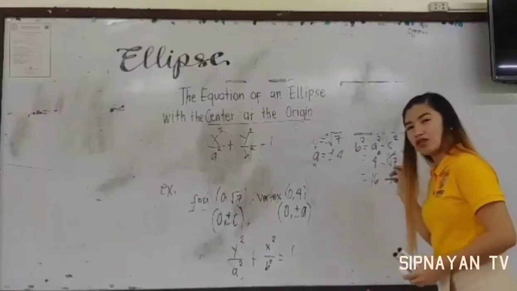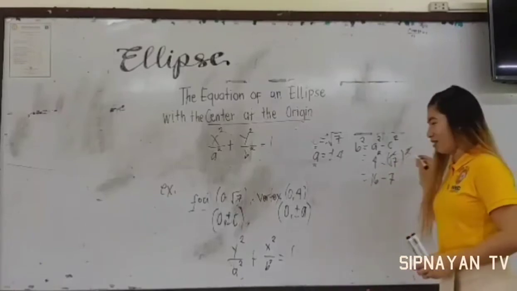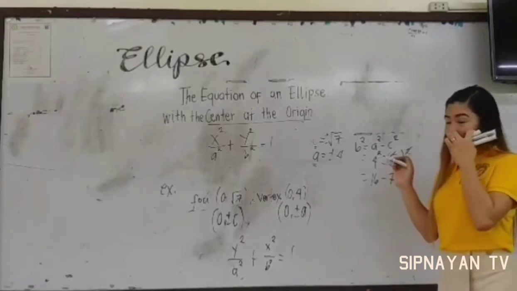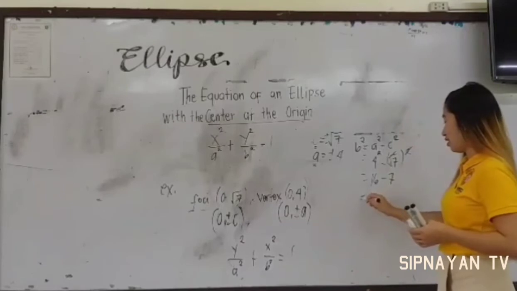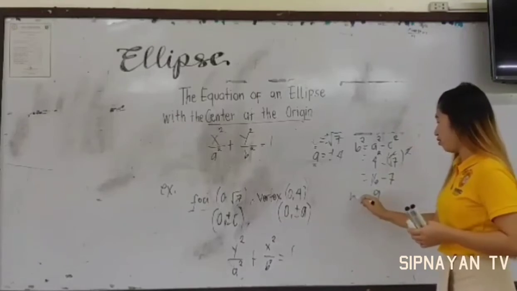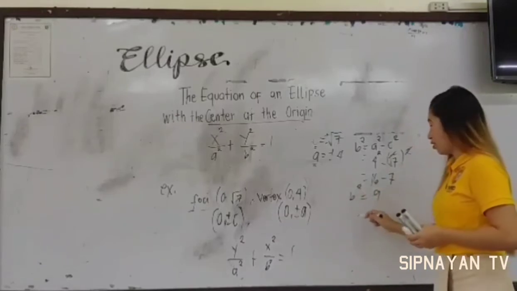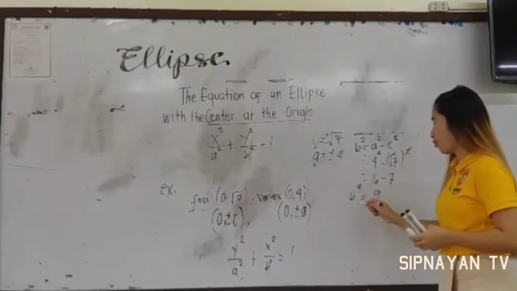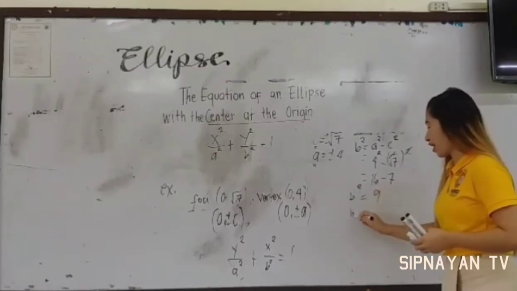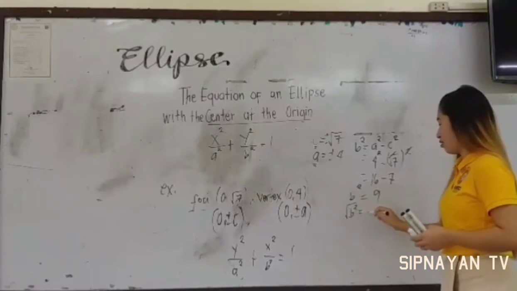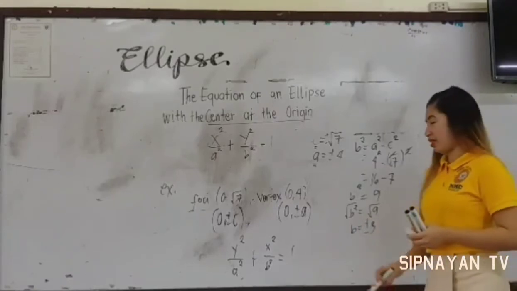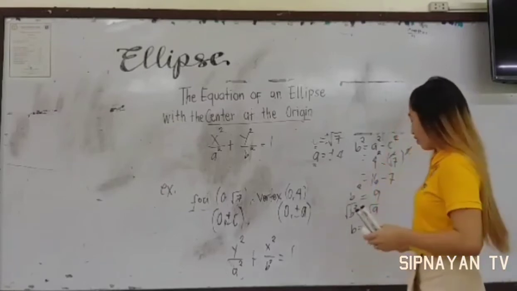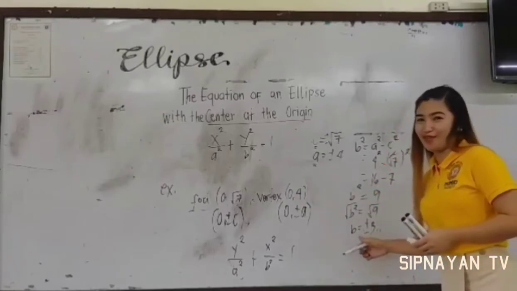Cancel na po yung square root o yung radical sign kasi may square po tayo sa lines. So matitira is 7. So 16 minus 7 is 9. So B squared is equal to 9. So to remove the squared, we will use again the radical sign. So both sides may radical, therefore B is equal to positive, negative 3. So square root of 9 is 3. So therefore our B is positive, negative 3.